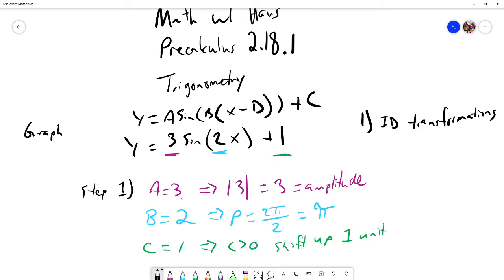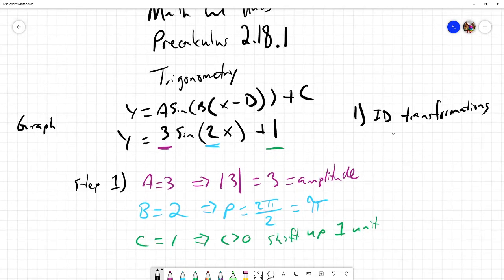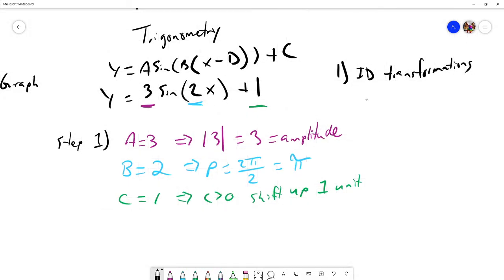We looked at what's given, and based off the quantities a, b, c, and d, we identified what was going on. We notice there's an amplitude change, a period change, and a shift up. It's a lot going on. So that raises a question. We've identified our transformations. Our second step is to draw the original graph.